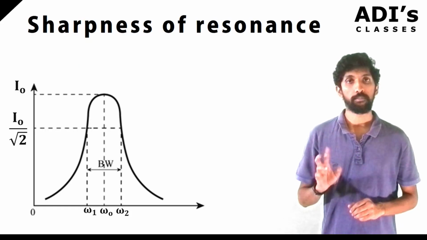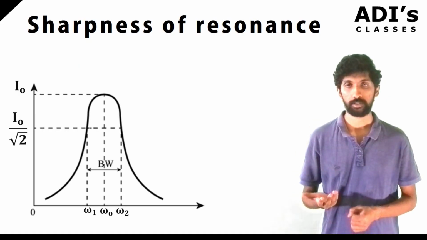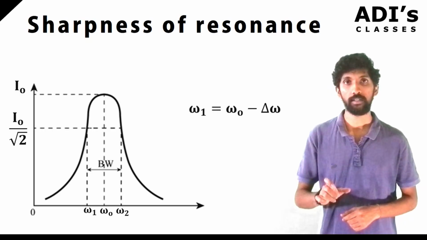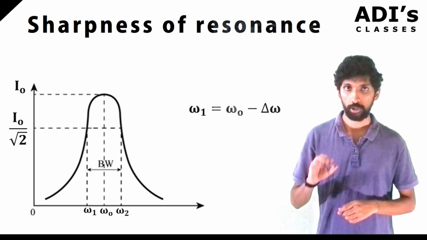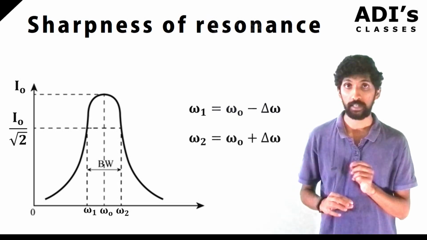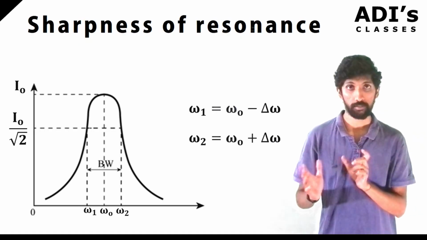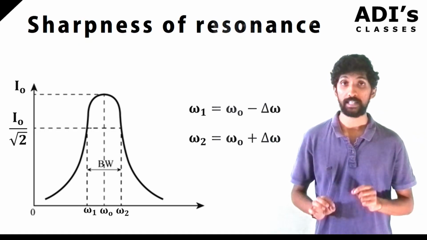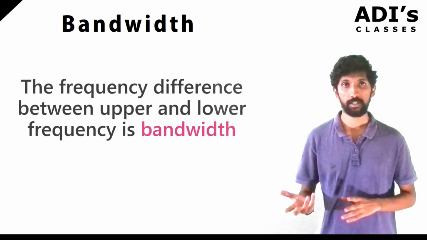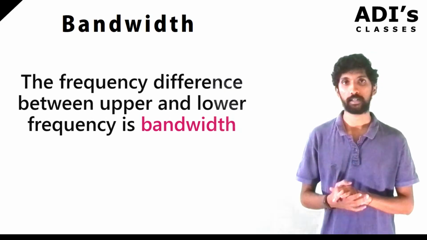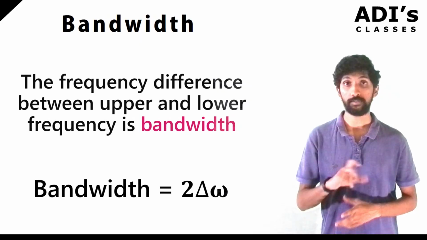Alright, so in both the cases, we can write these two in terms of omega naught, correct? So we can write this as, let's say omega 1 will be omega naught minus delta omega, and omega 2 is omega naught plus delta omega, right? Now, omega 2 to omega 1, whatever the difference we have, we call that the bandwidth of the frequency. Okay, so bandwidth will be nothing but 2 times delta omega, correct? So omega naught will get cancelled, so 2 times delta omega becomes the bandwidth of the frequency.